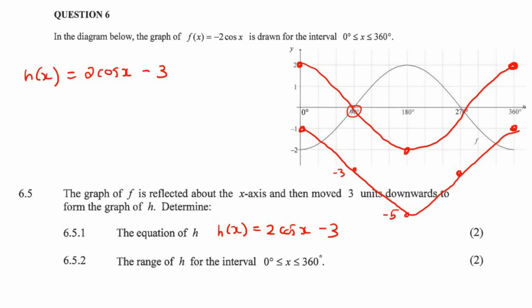So the graph would do something like that. So the range would go from the highest value, which is minus 1, and the lowest value, which is minus 5. With range, we always start with the lowest number. So I'll show you 2 different options.